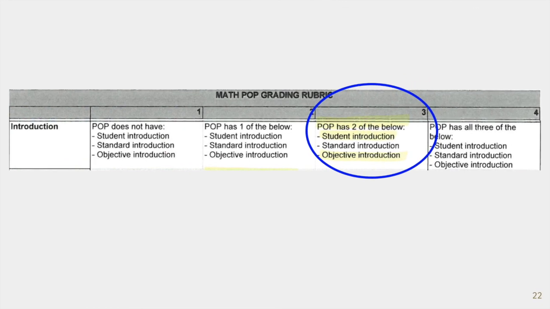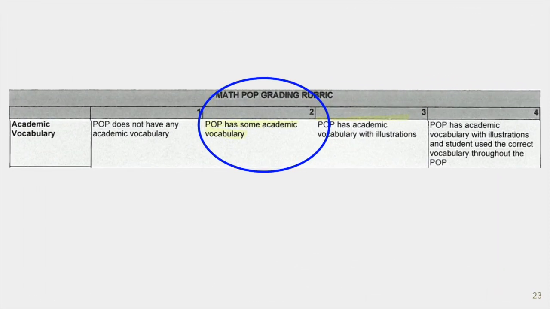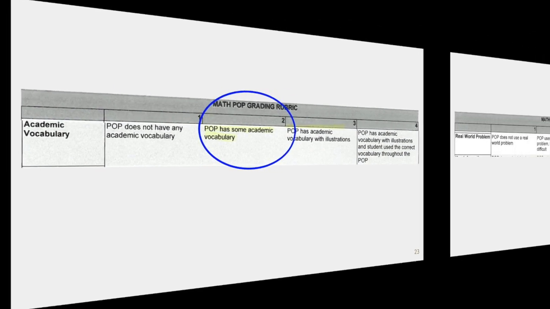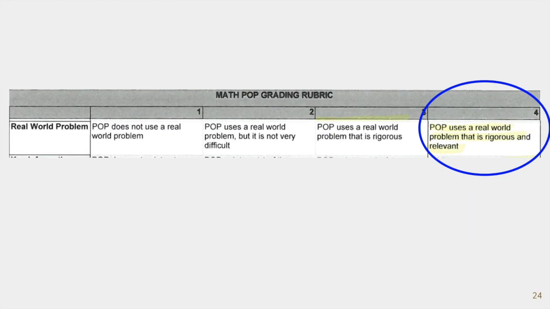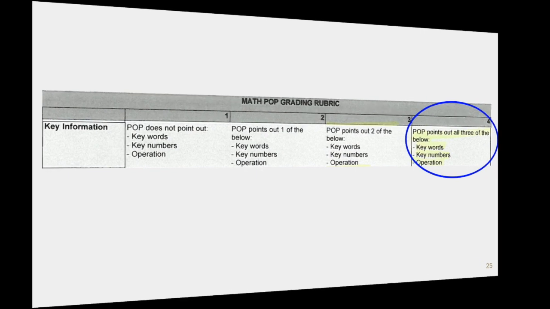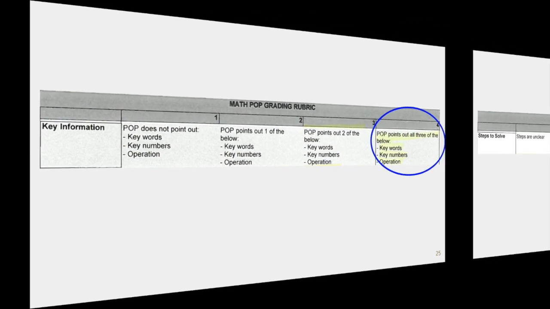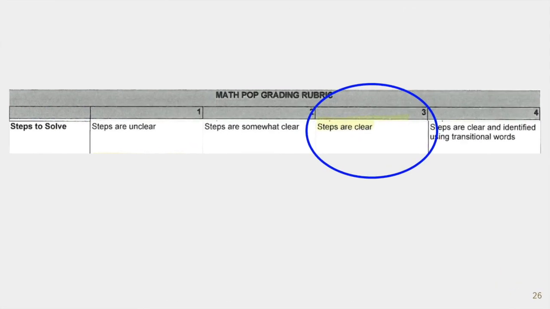Her introduction was good, but was missing the standard introduction, so I gave it a 3. The student used academic vocabulary, but no pictures were used to represent the words, so I had to give a 2. Her real-world problem was rigorous and relevant to a viewer, so she earned a 4 for that section. The student also highlighted key words, key numbers, and used the correct operation to solve the problem, so she earned another 4. I also felt her steps to solve were pretty clear, so she earned a 3.